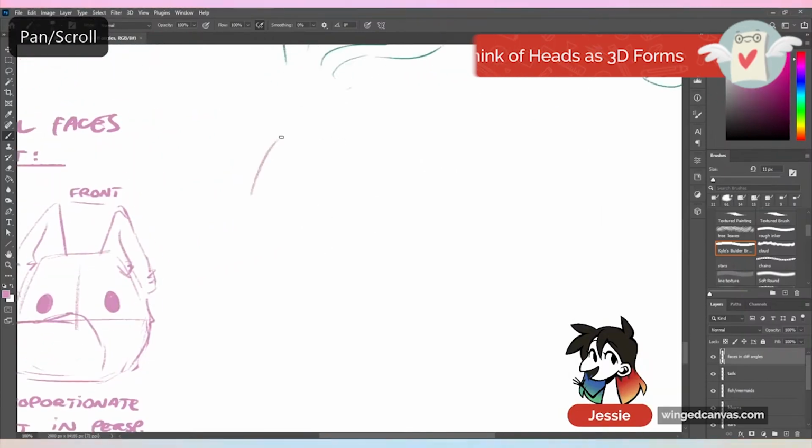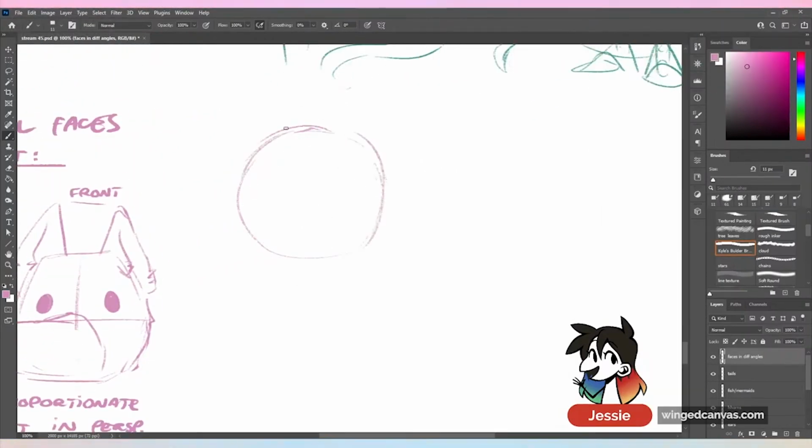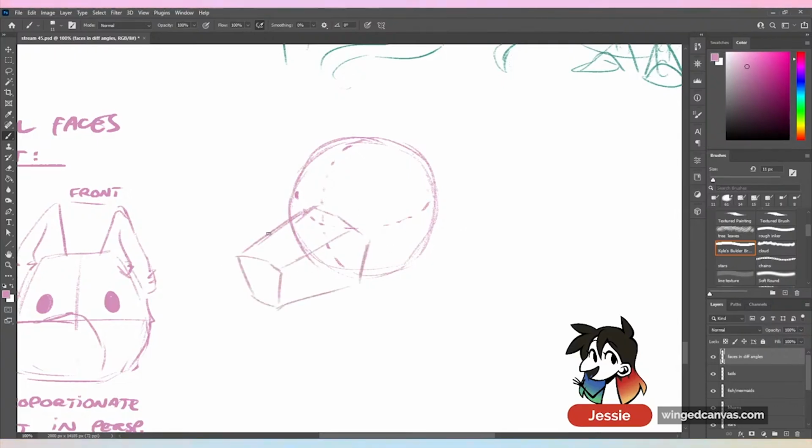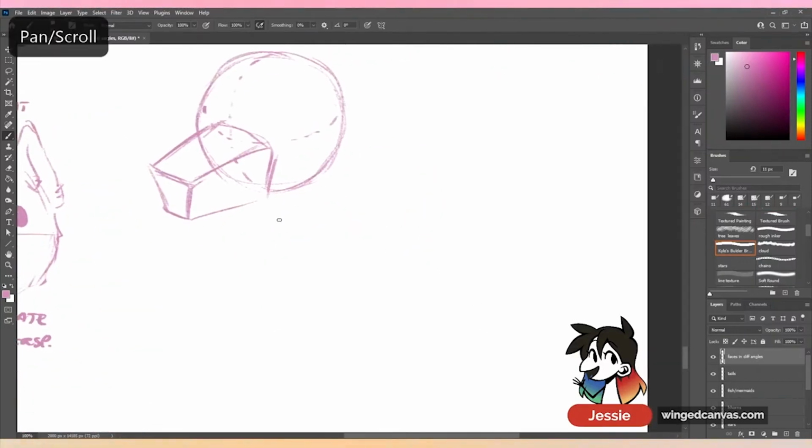So what we want to do is think of the faces in 3D shapes. Usually most people think of the head in general as a sphere. Kind of envision it with that curve. We also want to envision the snout as a prism. You can foreshorten, right? I'm keeping these to really basic shapes. We're going with dogs, but this can go with cats, foxes, anything. You just want to make sure that you're shorthanding it. So if we're doing it from the front, you still want to think of that shape.